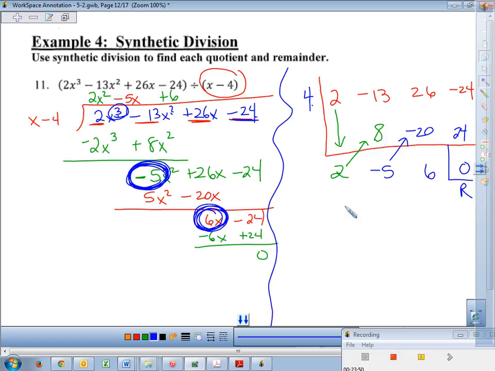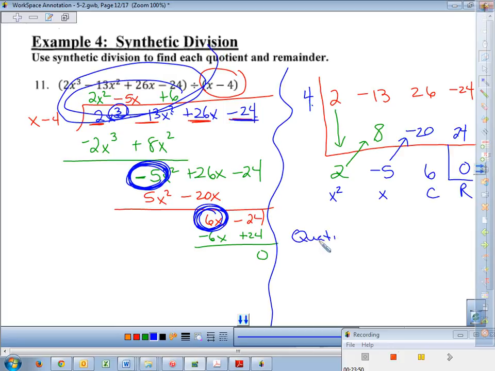It's now time to reassign our variables, right? This is really the x squared term. This is the x to the first power term. This is the constant term. And there's your remainder right there. And if you look at it, isn't that what this quotient turned out to be in the first place? So answer, quotient was what? What's our quotient? 2x squared minus 5x plus 6. Remainder was how much? 0.